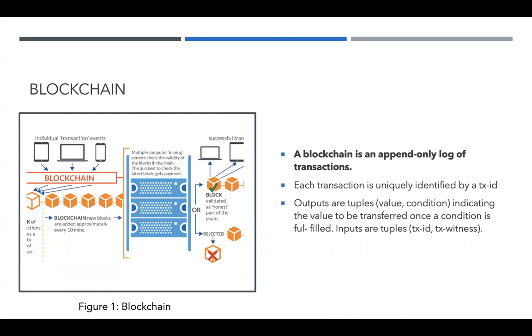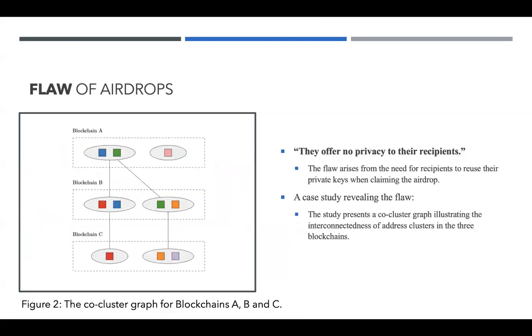To maintain the integrity of the blockchain, each block includes a cryptographic hash of the previous block, creating a chain of interconnected blocks. This ensures that for a block to be valid, its predecessor and all transactions within the block must also be valid. The blockchain's initial state is established through the genesis block. However, as today's paper shows, airdrops have a serious flaw. They offer no privacy to their recipients.